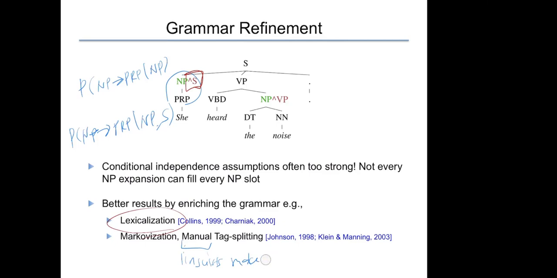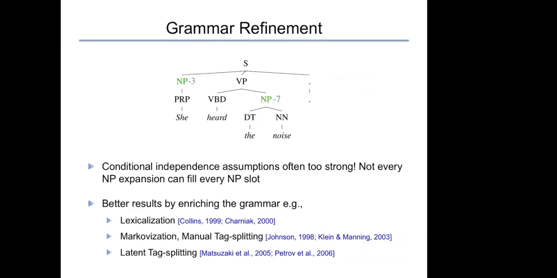Make a list of different kinds of NP so that you can consider each NP differently. And this was done manually, but there was another work after that, which basically allows the model to really choose which type of NP it's using, which is the latent text splitting, this work.